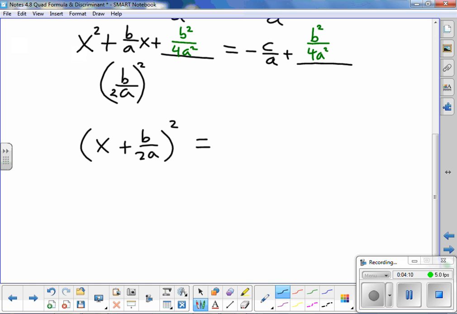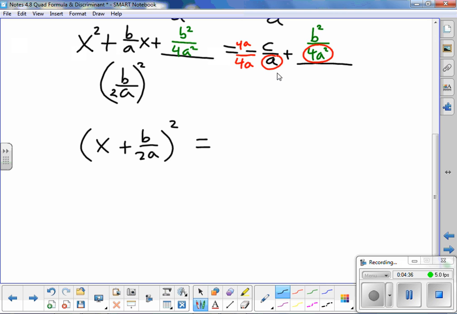Now this side, I actually need common denominators to put these together. So there's a 4a squared over here. I've got to make this one a 4a squared. So to make that a 4a squared, I've got to multiply it by a 4a, because 4a times a is a 4a squared. So now they have common denominators, but remember you can't just decide to multiply something by 4a. It has to be a fancy one, so over 4a. So I've got to multiply the top and the bottom by 4a.